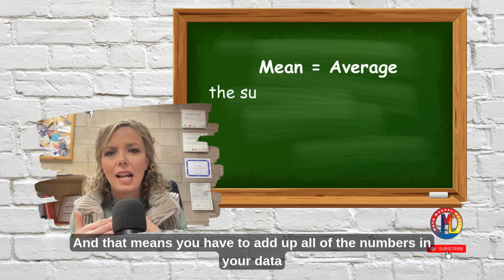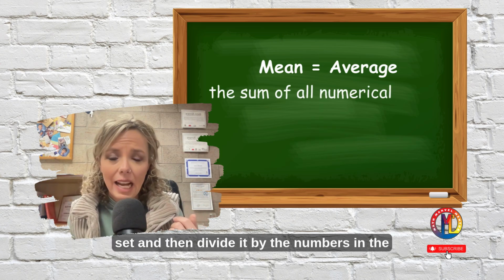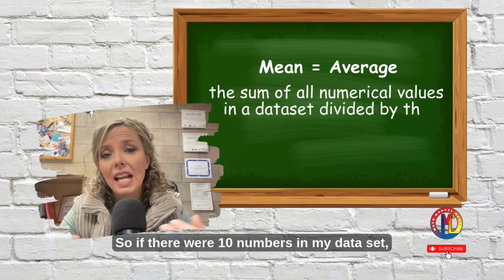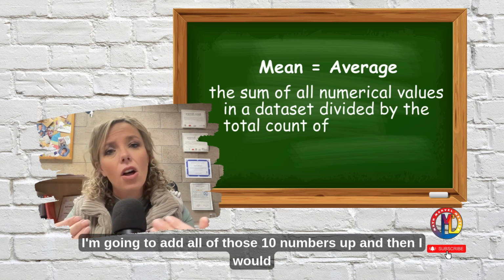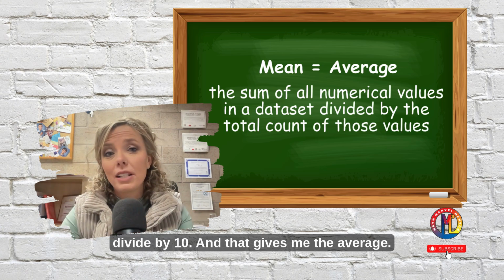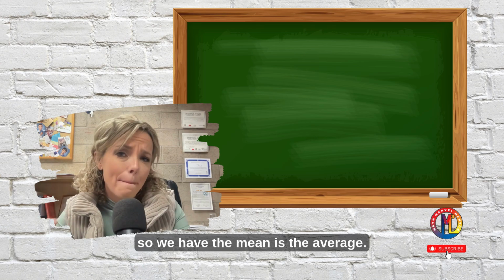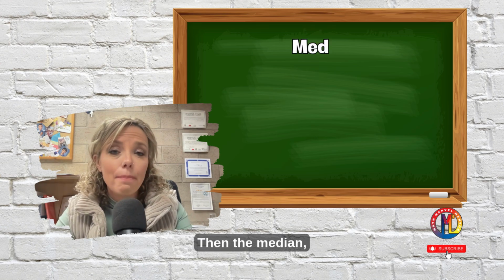That means you have to add up all of the numbers in your data set and then divide it by the numbers in the data set. So if there were 10 numbers in my data set, I'm going to add all of those 10 numbers up and then I would divide by 10, and that gives me the average. Okay, so the mean is the average.